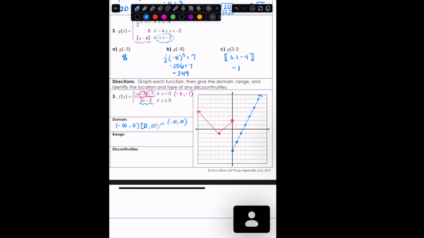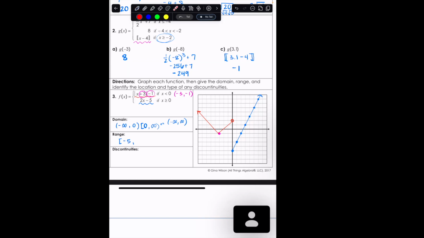So range, I'm looking at my lowest y value to my highest y value, right? So my lowest y value is down here. It never goes below this value. So -1, 2, 3, 4, 5. And that is inclusive at -5. And then it goes up forever.